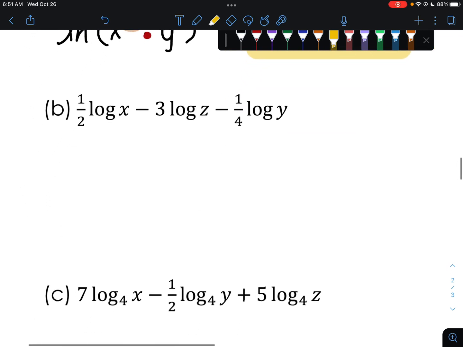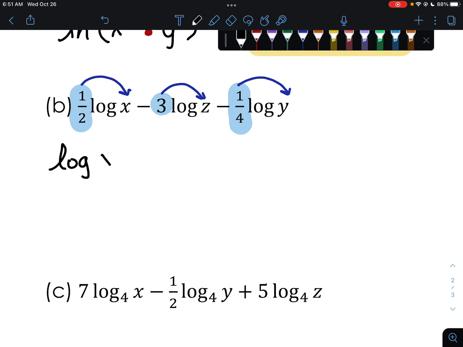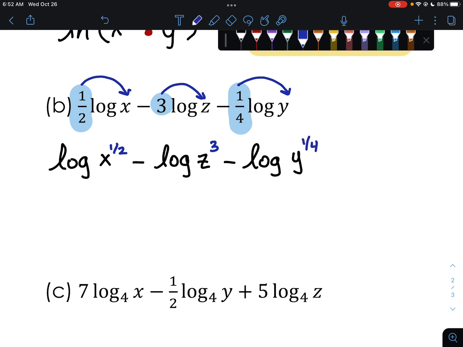Okay, moving on to our next one. I see that I have numbers in front of each of my logs, so I'm going to move those to all be exponents of the variable that it's with. So we have log of x to the 1/2 power minus log of z to the 3rd power minus log of y to the 1/4 power.